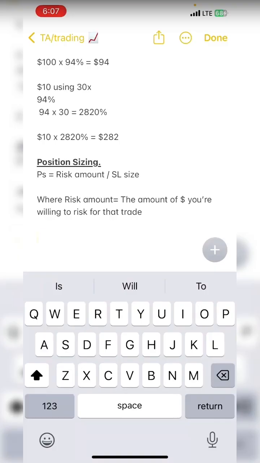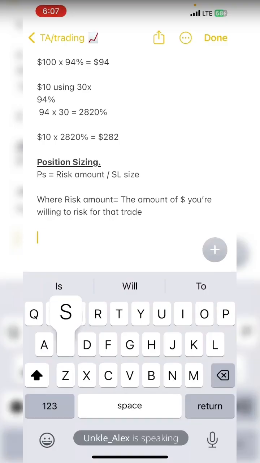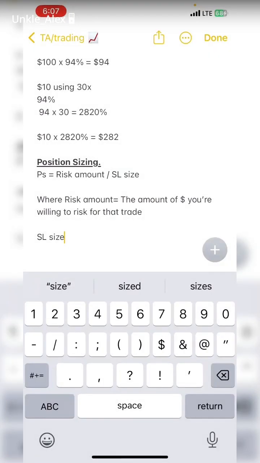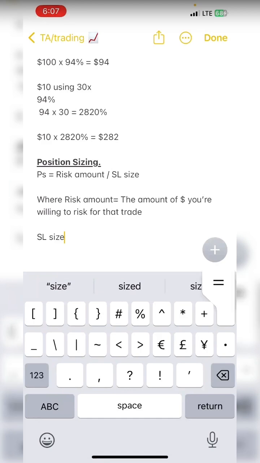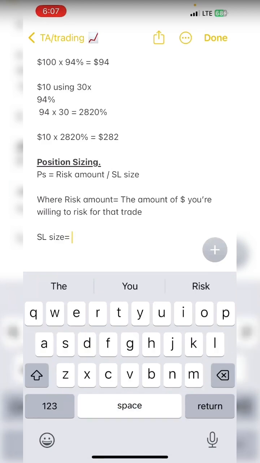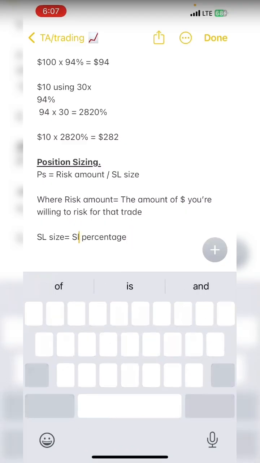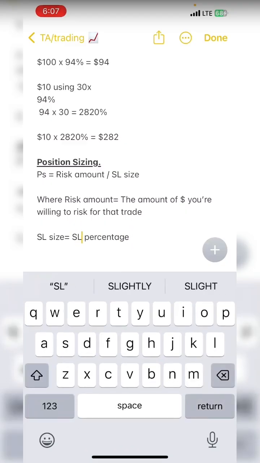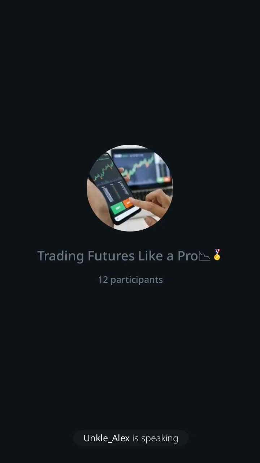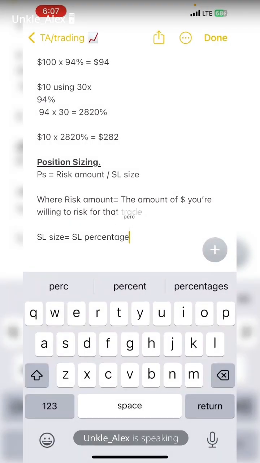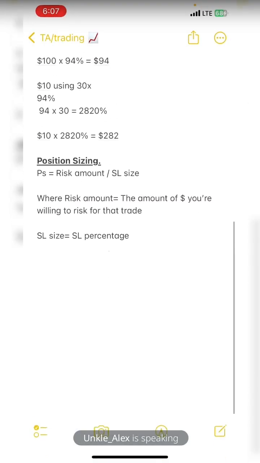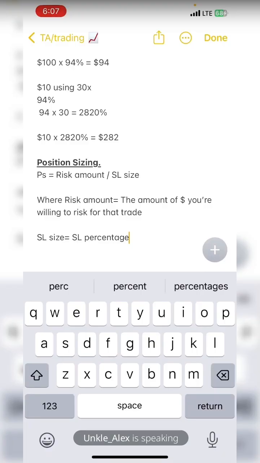Secondly, SL size stands for your stop loss percentage. If you are a technical analyst, you will see this on your chart. We'll get to that soon. So this is the formula for position sizing.